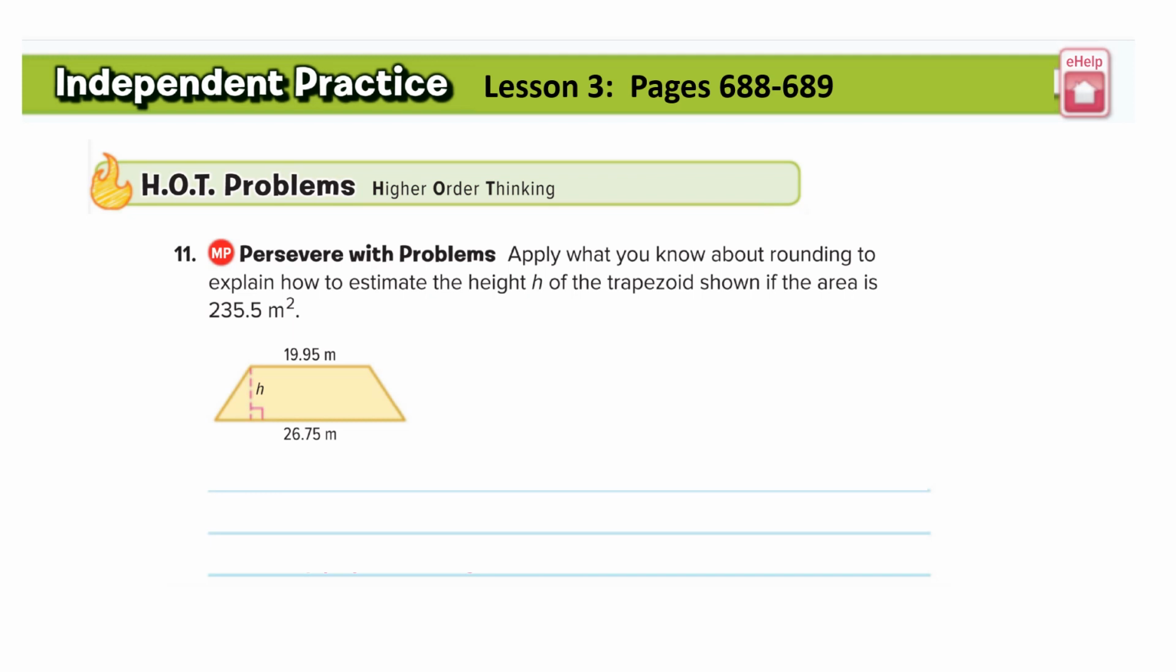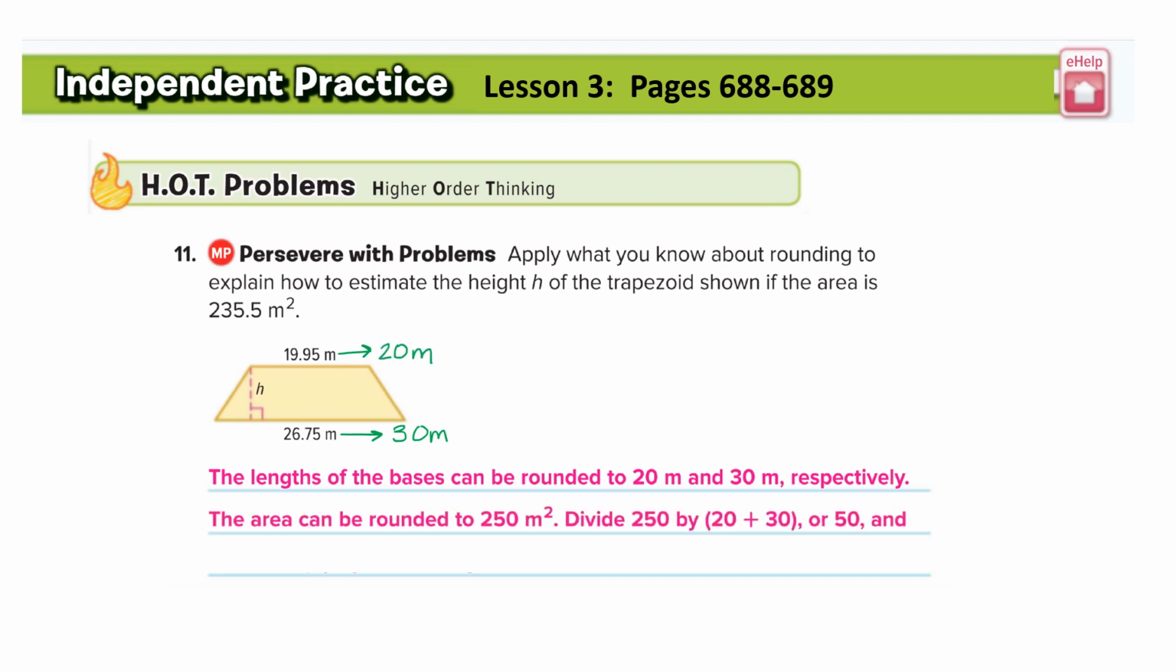Hot problems. Persevere with problems. Apply what you know about rounding to explain how to estimate the height, h, of the trapezoid shown if the area is 235.5 meters squared. The lengths of the bases can be rounded to 20 meters and 30 meters respectively. So we're going to round this to 30 meters. And we're going to round this to 20 meters. The area can be rounded to 250 meters squared. So I can round that to 250 meters squared.